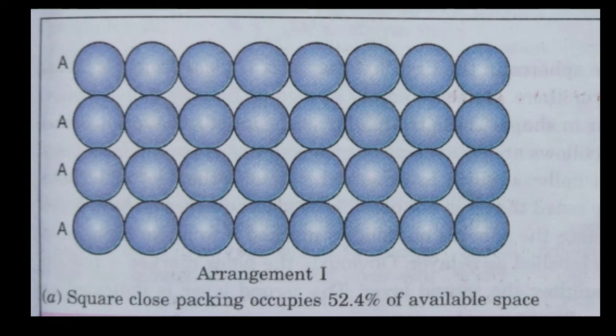It has been calculated that in this type of arrangement, only 52.4% of the available space is occupied by the spheres. And the coordination number of each sphere is 4.